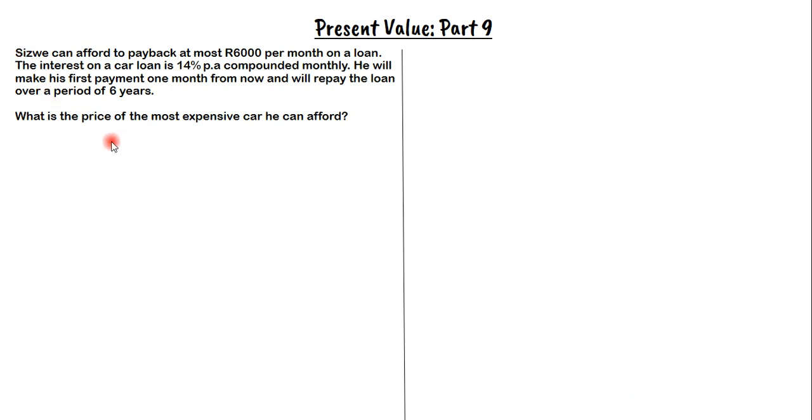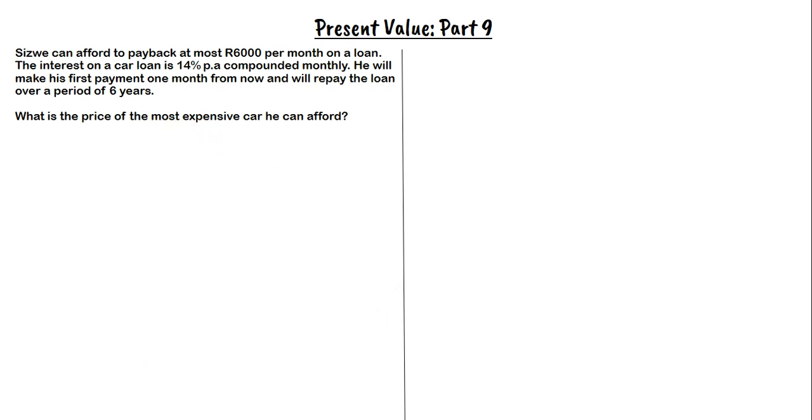So the instruction here goes as follows. Sizwe can afford to pay back at most 6,000 rands per month on the loan. The interest on the car loan is 14% per annum compounded monthly. He will make his first payment 1 month from now, and he will repay the loan over a period of 6 years. What is the price of the most expensive car he can afford?